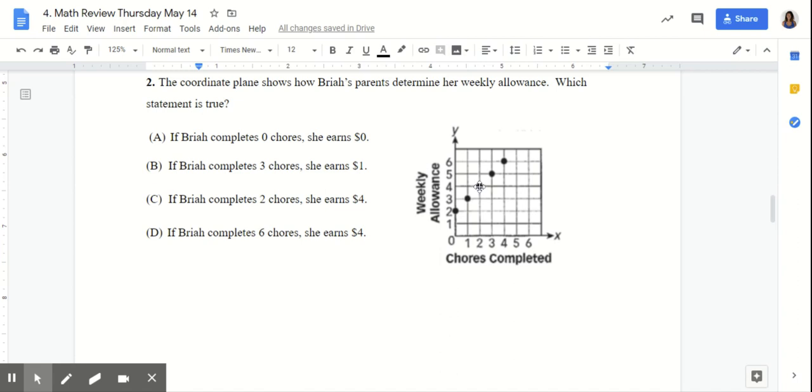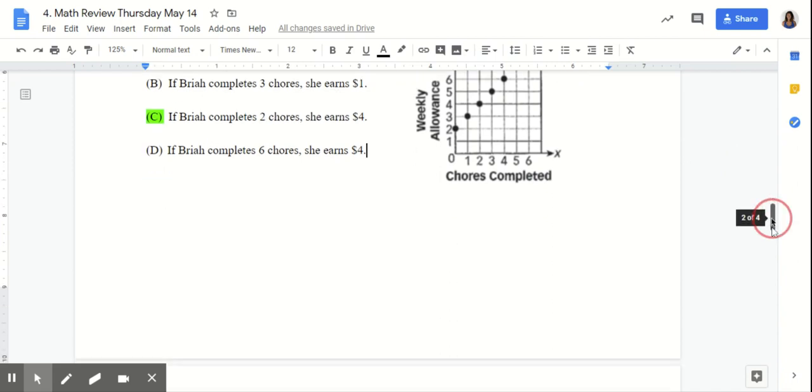Now, let's check the last one to make sure that C is the only correct one. If Bria completes 6 chores, so 6, she earns $4. Now, this is not even a plotted point on this coordinate plane, so clearly D is incorrect. So our correct answer for today is C. Always remember to go through every answer choice when you are trying to figure out the correct statement when we are doing these types of problems.